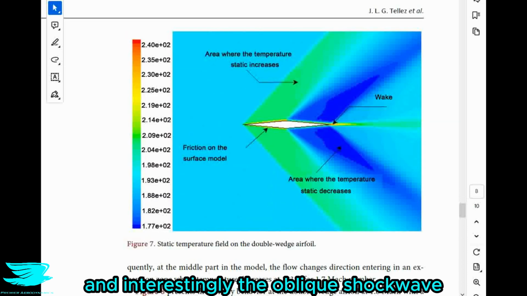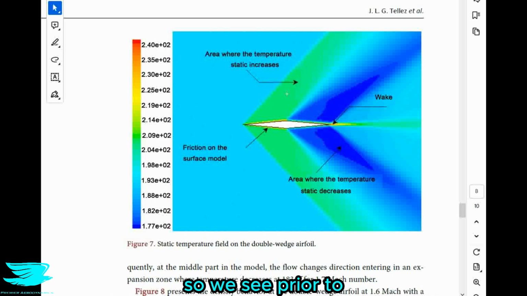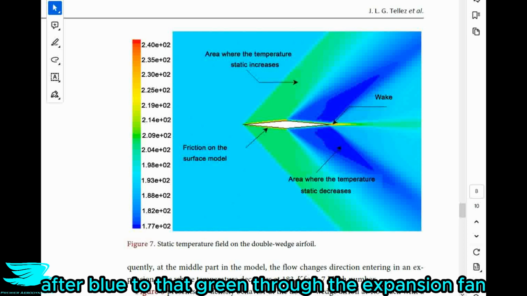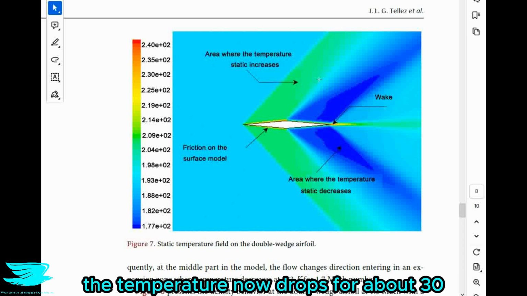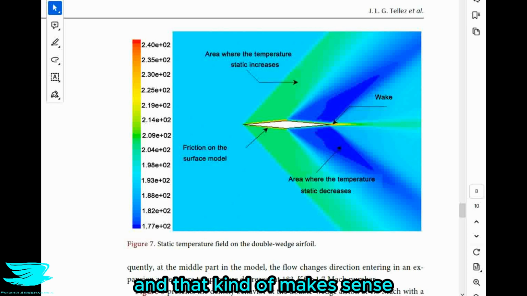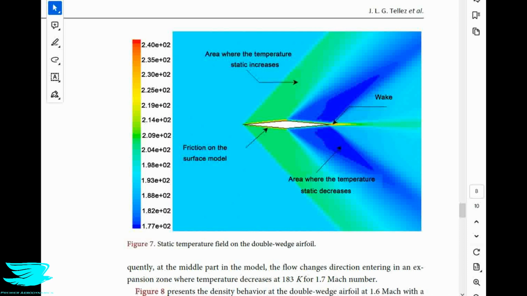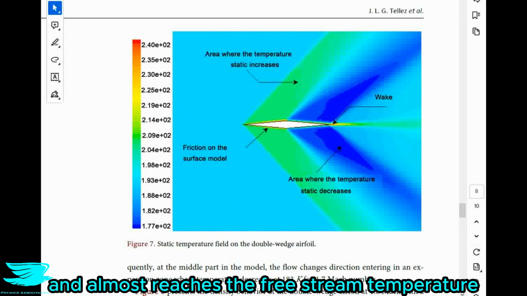Now in figure 7, we see the temperature across the airfoil. And interestingly, the oblique shockwave heats up the flow by about 15 Kelvin, so we see prior to after blue to that green. Through the expansion fan, the temperature now drops by about 30 Kelvin compared to just after the oblique shockwave, and that kind of makes sense considering that we are now expanding the flow, so naturally the temperature will drop.